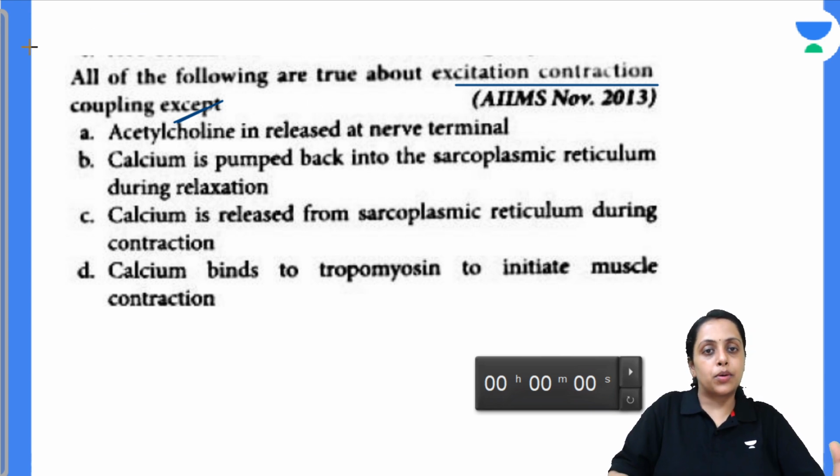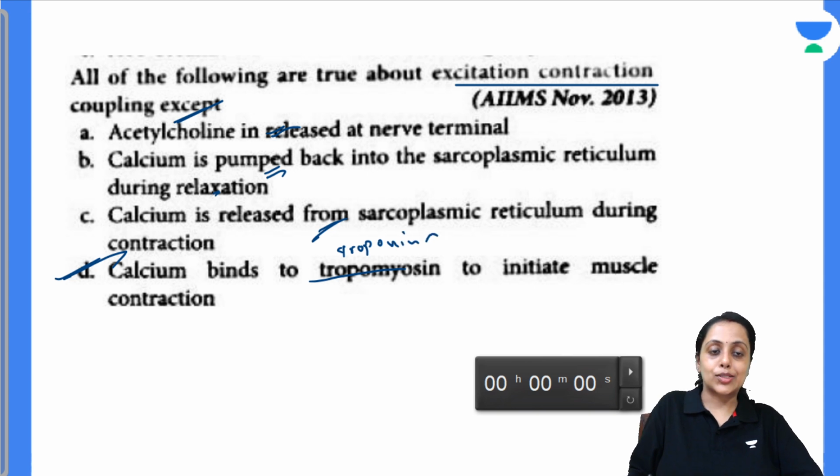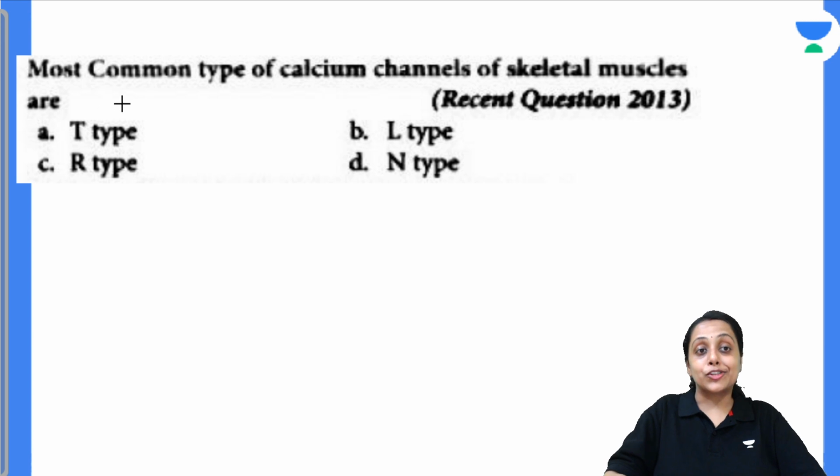See, acetylcholine is released, very true. Calcium is pumped back into the sarcoplasmic reticulum for relaxation. For contraction, it is released from the sarcoplasmic reticulum. Calcium binds with troponin C, not tropomyosin. So the answer is D. Is this clear? Coming to the next one, the last question of today's session.